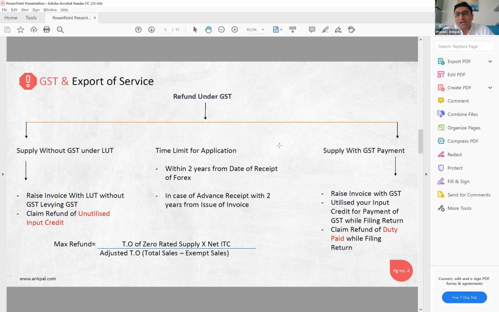I will show it in my GSTR1 as an export of services. Now, as mentioned in the condition, payment should be received in Forex, right? So how would you prove that your payment is received in Forex? If it is a wire transfer, you will receive the BRC from the bank. If you are receiving it through Payoneer, they have a very good system inbuilt in the portal where you can find your BRC directly, right?